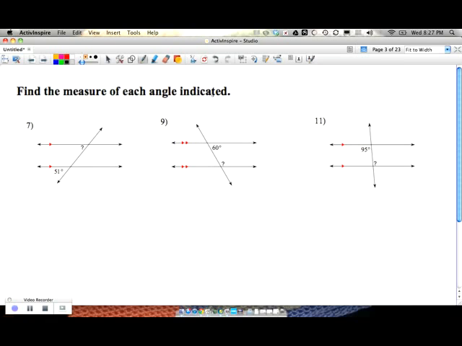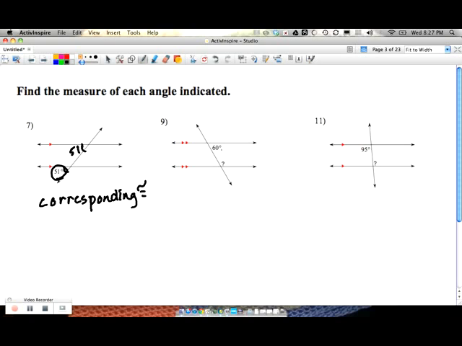Alright, find the measure of each angle indicated. Well, first of all, I look at this one and I know that it's corresponding. On number 7 here, I know it's a corresponding angles relationship. I also know that corresponding angles are congruent. Therefore, if this is 51 degrees down there, this is also going to be 51 degrees inside. Let's make the pen a little bit smaller here.